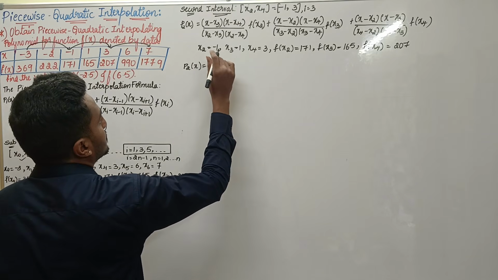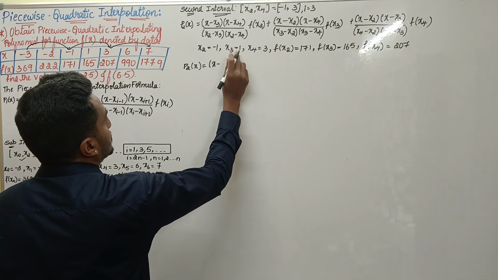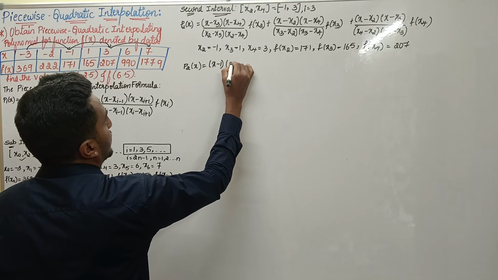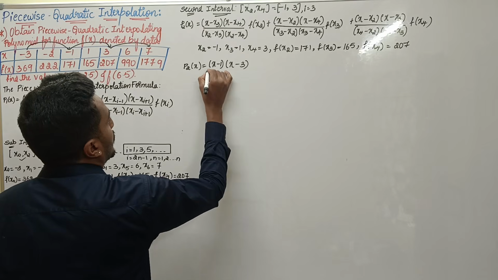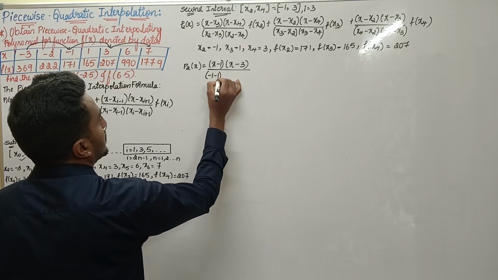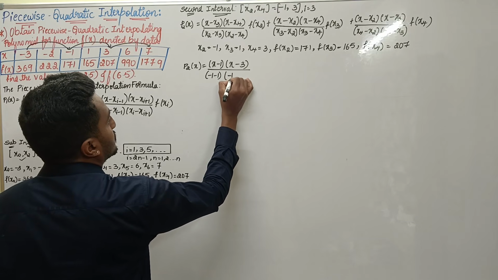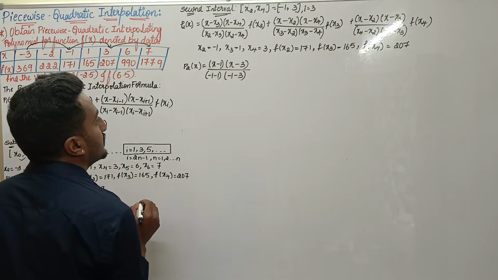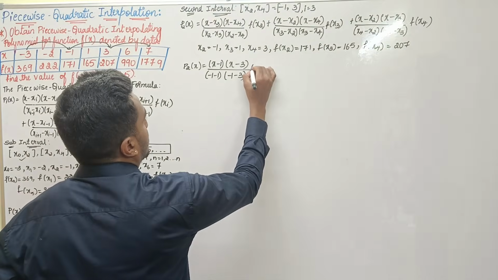Now substitute this element in the second piecewise, that is p2 of x, which is equal to x minus x3. What is x minus x3? I have just x3 is 1, next x minus x4 is 3, whole divided by x2. x2 is minus 1, minus 1. Now minus 1 minus 3. Okay, done.